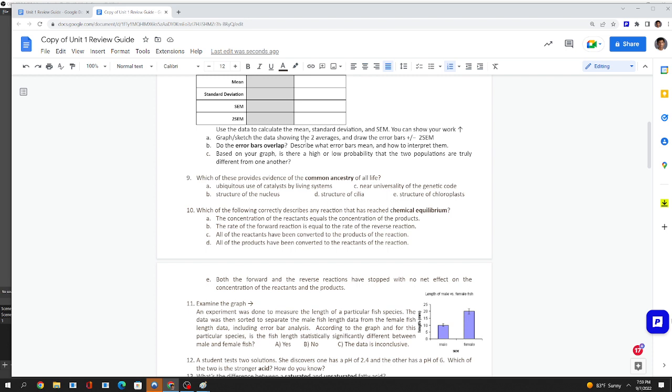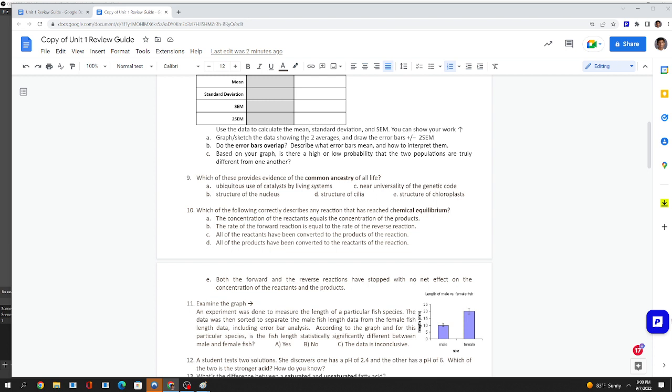D. Structure of cilia. Not all cells have cilia. You'll also learn about what that is in Unit 2. It's basically like the tails of many of these cells that help things move around. I'll get into that in the next video. Structure of chloroplast. Again, not all cells have chloroplasts. I sure as hell don't have chloroplasts, so that wouldn't make sense if I want to talk about my relation to a plant.